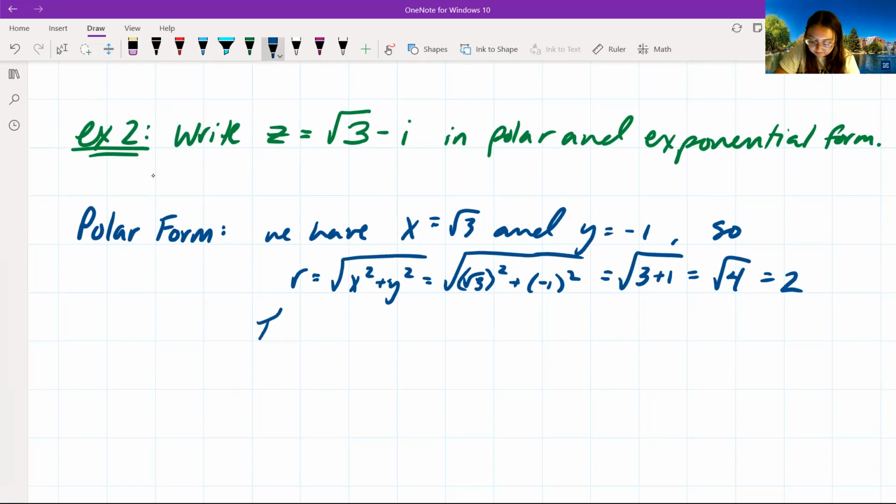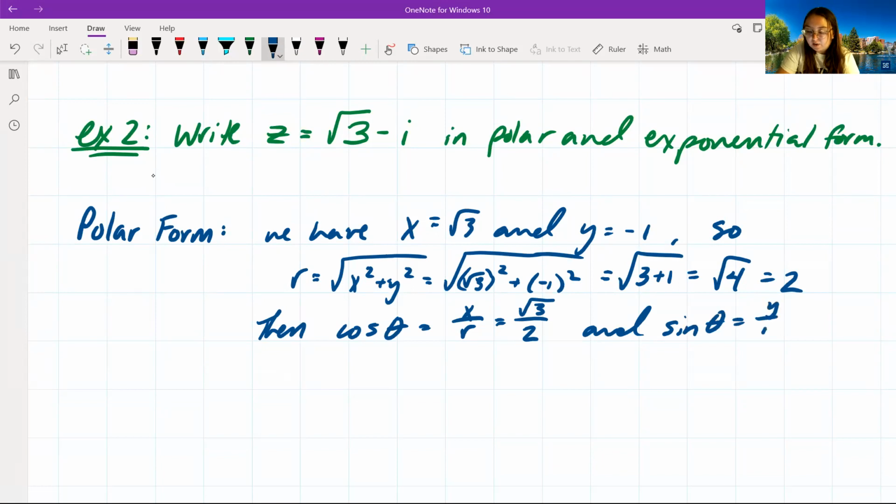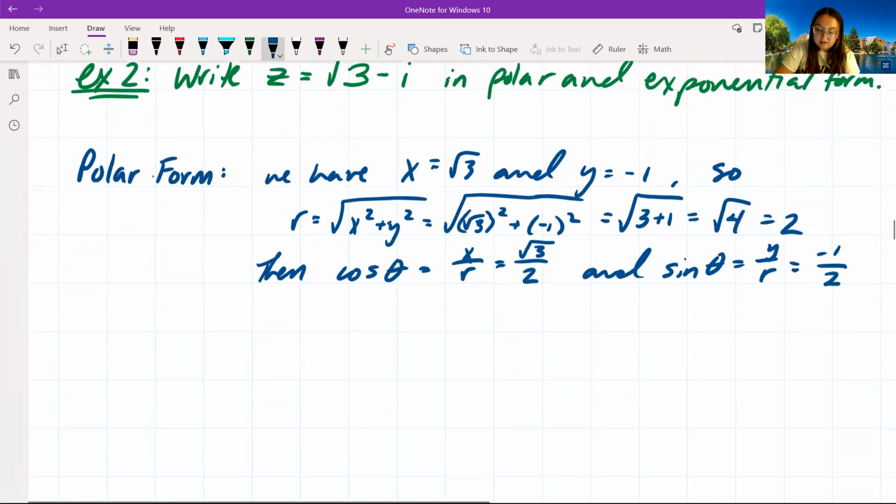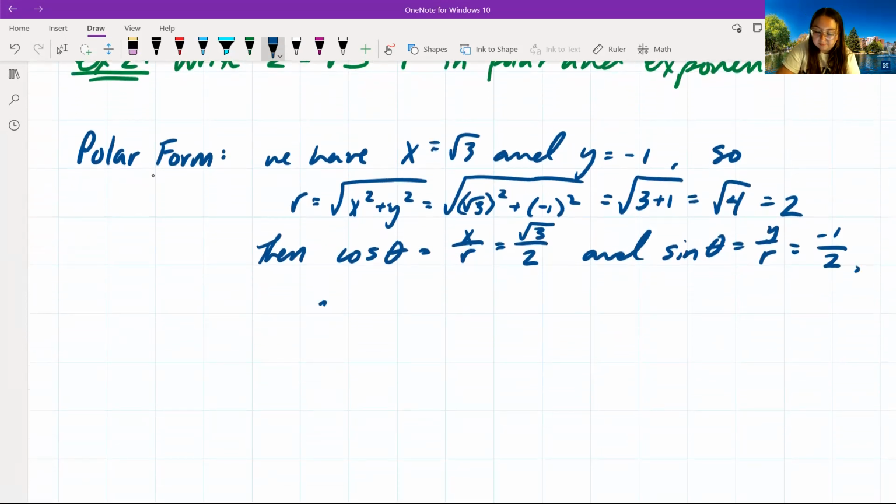Then cosine of theta we know is equal to x over r. We know that x is the square root of 3 and r is 2, so cosine of theta is equal to the square root of 3 over 2. And sine of theta is equal to y over r, where y is -1 and r is 2. So sine of theta is -1/2. And we see here that theta is greater than or equal to 0 and less than 2 pi.